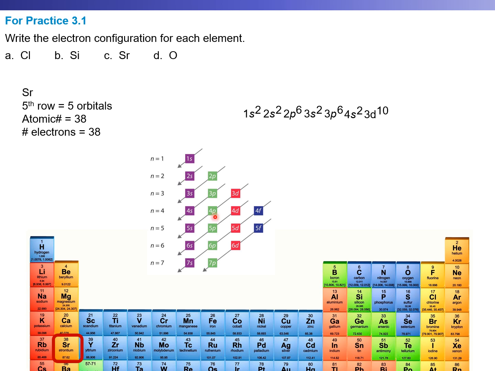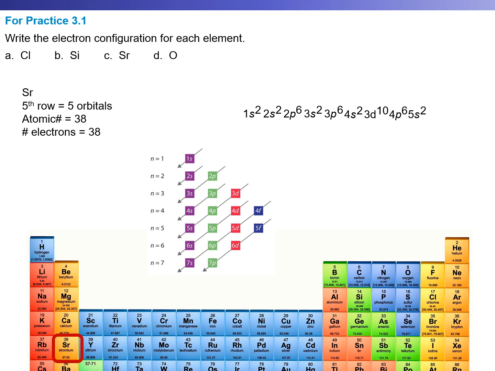And now we're going to fill in 4p, because 4p is full. This is our p over here for 4. So we're going to drop in that 4p6, all right? And then we're going to fill in 5s. And if we look at 5s, 5s is full. So drop in 5s2, and with that we're done. Give you a second to digest that.